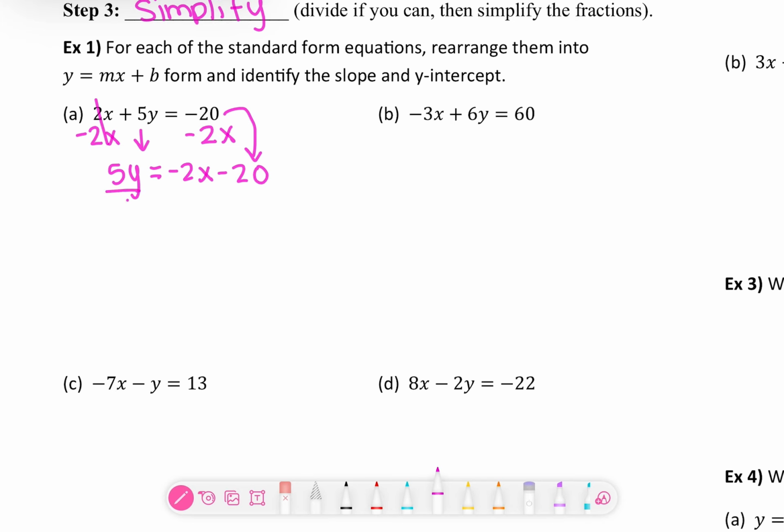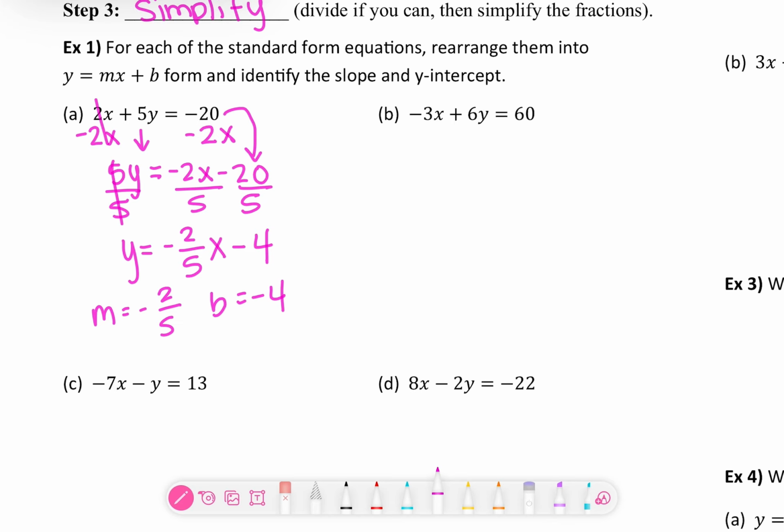Now we can divide all 3 terms by 5, and we'll end up with y equals negative 2 over 5, which cannot simplify or divide, so we'll get negative 2/5 x, and then minus 20 divided by 5, which is 4. Perfect. Identify slope and y-intercept. So m, which is the slope, is negative 2/5, and the y-intercept, which is b, is negative 4.